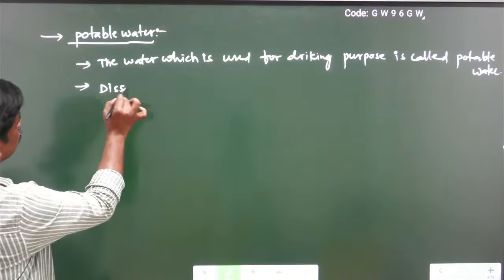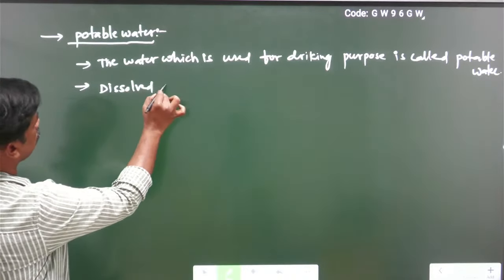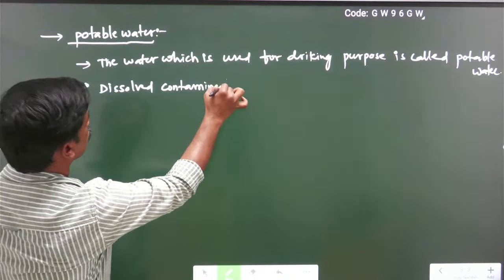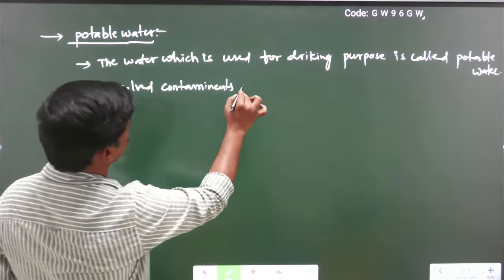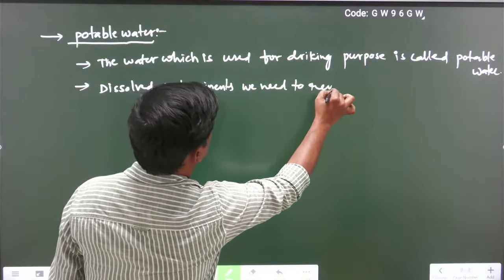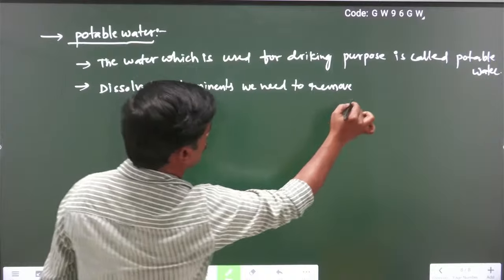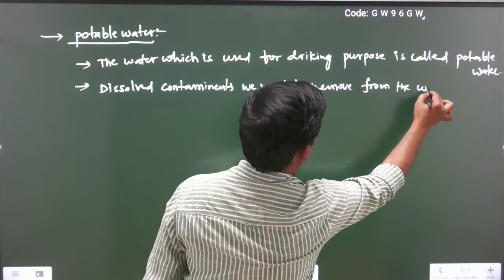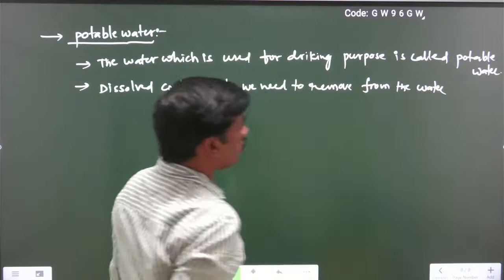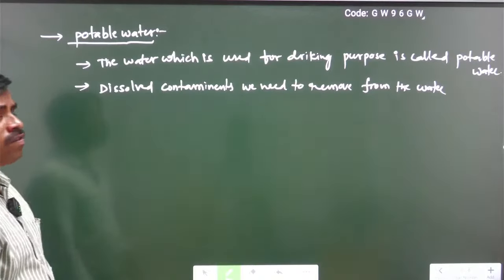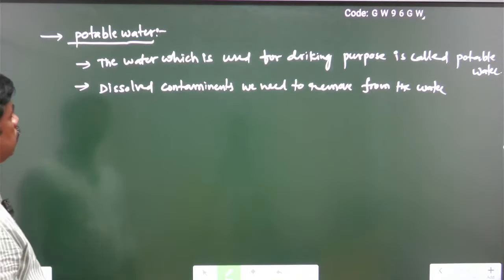Here I am writing dissolved contaminants. Dissolved contaminants we need to remove from the water. All the dissolved contaminants must be removed from the water, then only the water is treated as potable water.